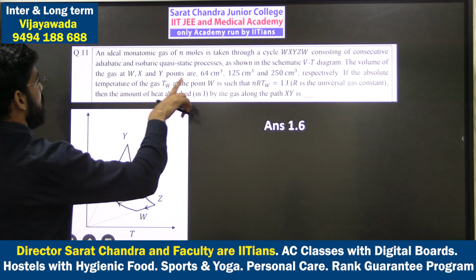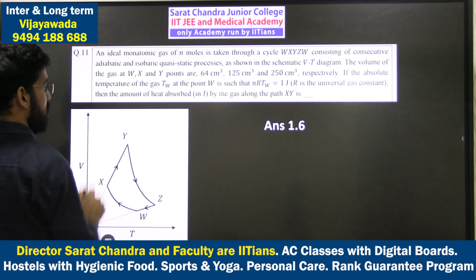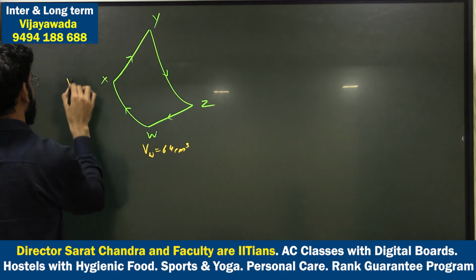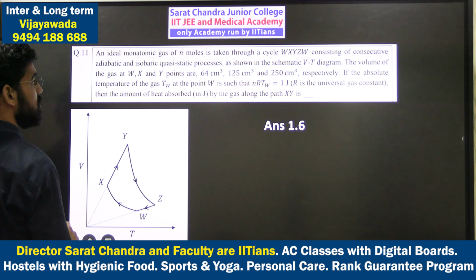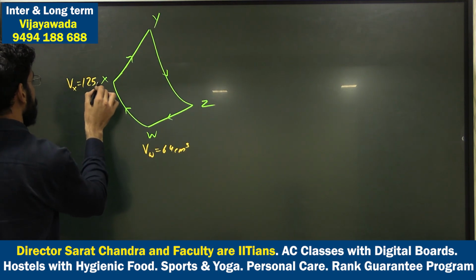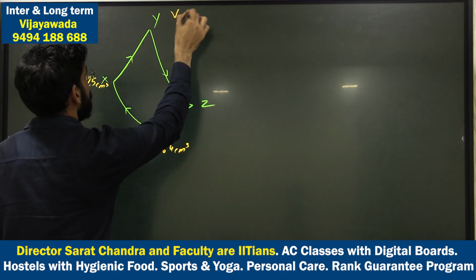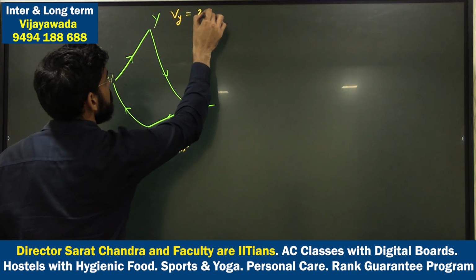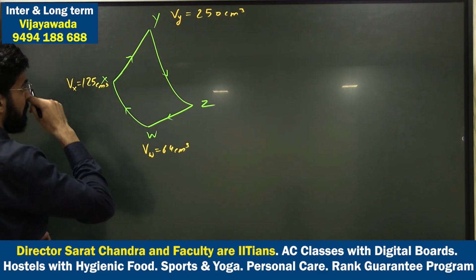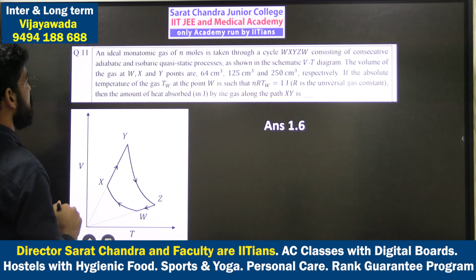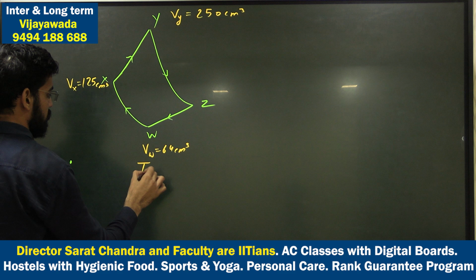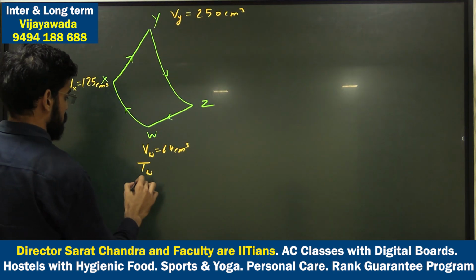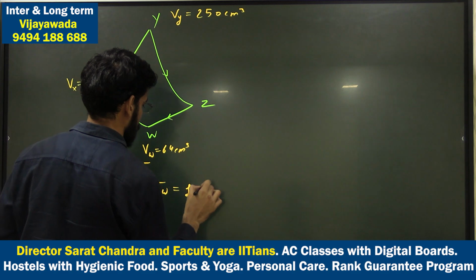Here, what values did he give? W, X and Y: 64, 125, 250. The volume at W is 64 centimeter cube. Volume at X, 125 centimeter cube. And volume at Y, 250 centimeter cube. Okay, that's it. Next, what else is given? He said the temperature at W is TW, so nRTW is 1 joule, where n is the number of moles. This is the information given.